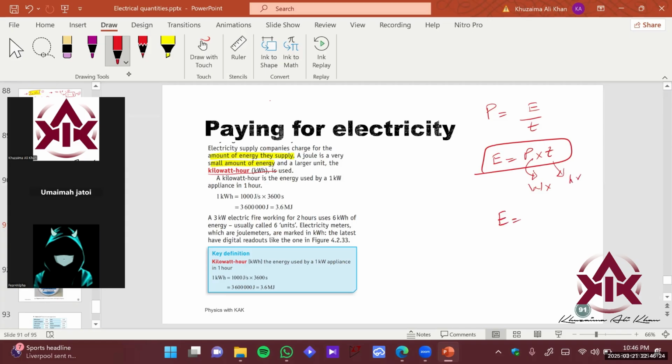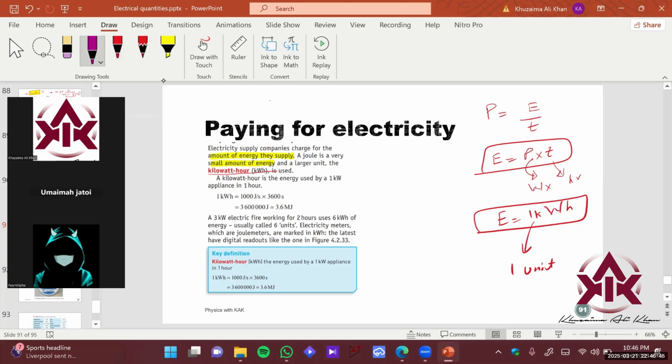So energy comes out to be watt into hour, right? But they are not measuring watt over here, they're measuring kilowatt hour, right? So if you have 1000 watt hour, that is going to be 1 unit in your bill, right? How do they compute this? How many joules does it convert to? It is as follows, right?